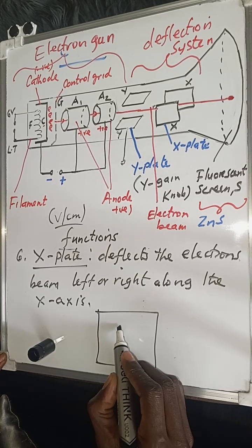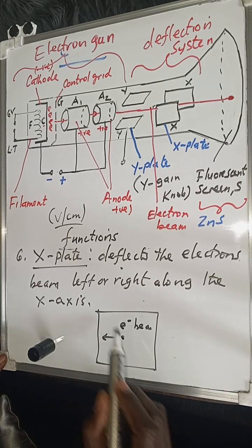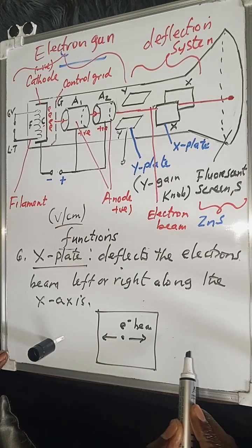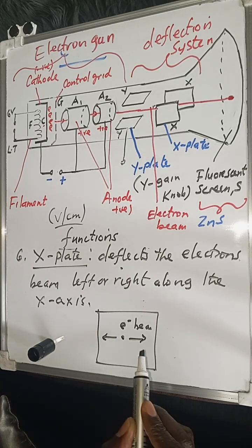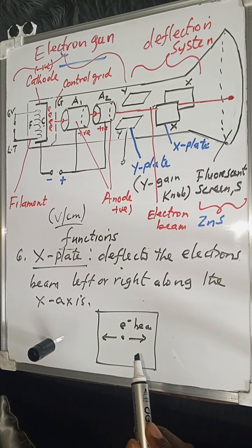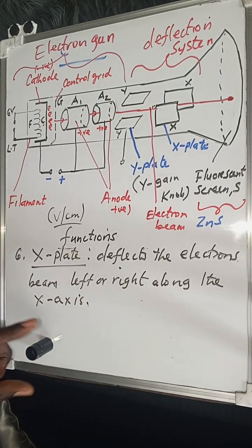So if that is the electron beam that you have, and the time base is put on, it can either go to the left or to the right, so horizontally. So that is what you're going to see if that is the case. Now I want you to understand also something about the X plate.